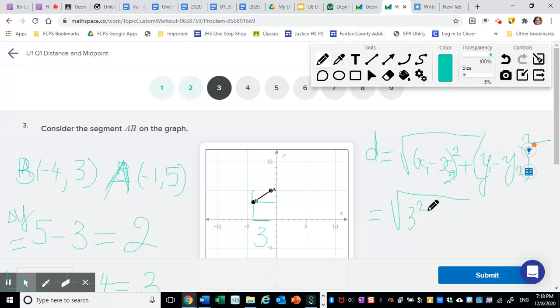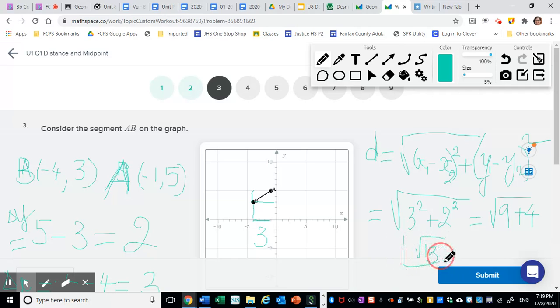That's the horizontal component. Plus the difference of y, you see here is 2, right? Plus 2 squared, right? So 3 squared is 9, 2 squared is 4, right? Square root of 9 plus 4, right? And 9 plus 4 is 13. So it would be square root of 13.